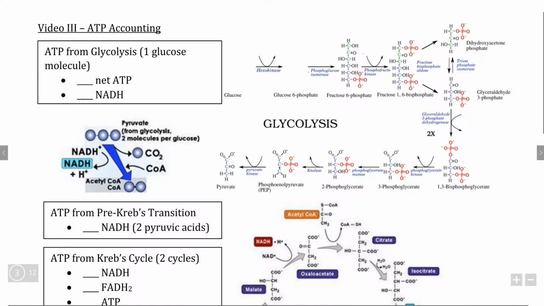In the final video of the cellular respiration unit, we're going to do some ATP accounting, in which we want to calculate the maximum number of ATP molecules that can be produced from a single glucose molecule as our lone reactant. To do this, we need to take a little bit of a round trip through the entire process of cellular respiration, starting with glycolysis.